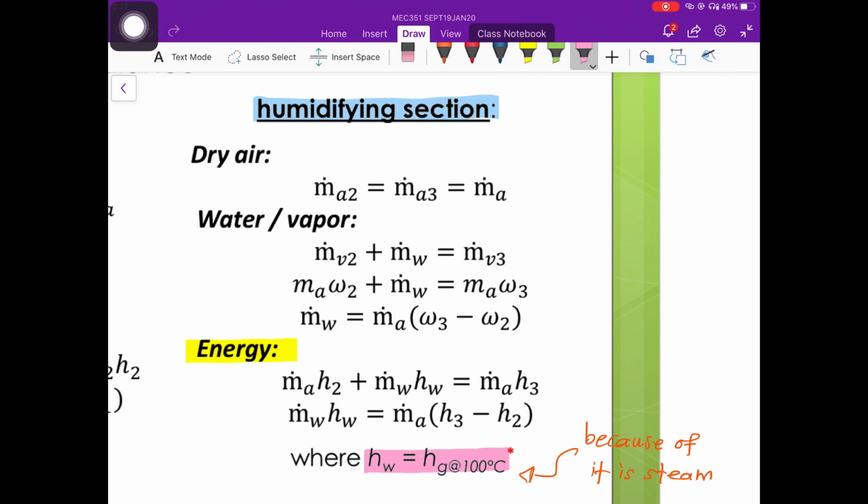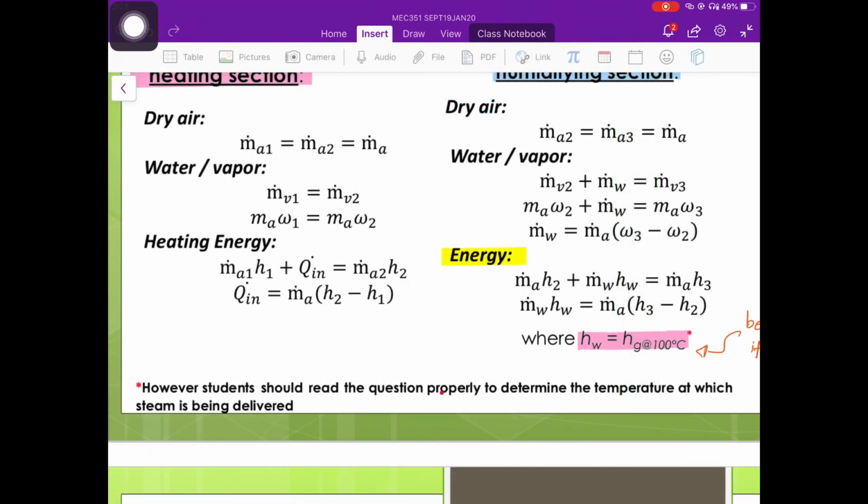Note that the enthalpy of the steam is equal to hg at 100 degrees Celsius. 100 degrees Celsius is the saturation temperature at a pressure equal to 1 atm. Therefore, it is advisable for you to read the question properly in order to determine at which temperature the steam is being delivered.